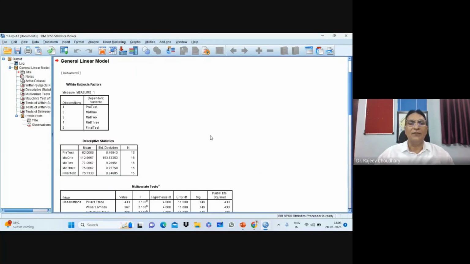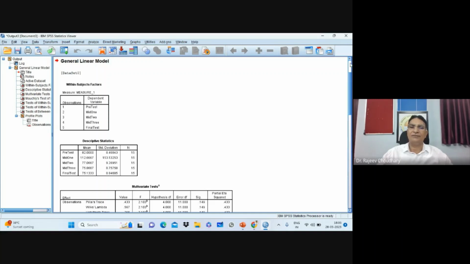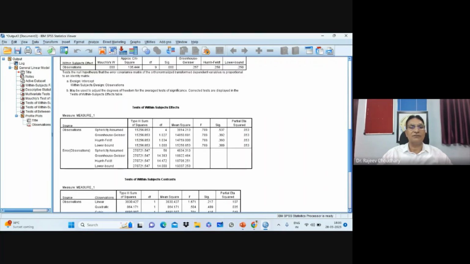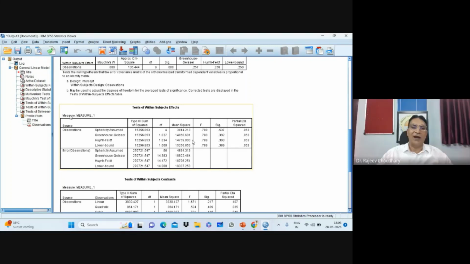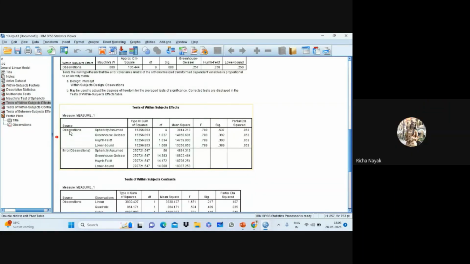See, madam, how many objectives you are having? So, two objectives. How many observations you are having? 5. Pre, mid 1, mid 2, mid 3, and final. 5 observations. Your objective is to find out the difference between 5 different observations. Is it okay? Yes, sir.